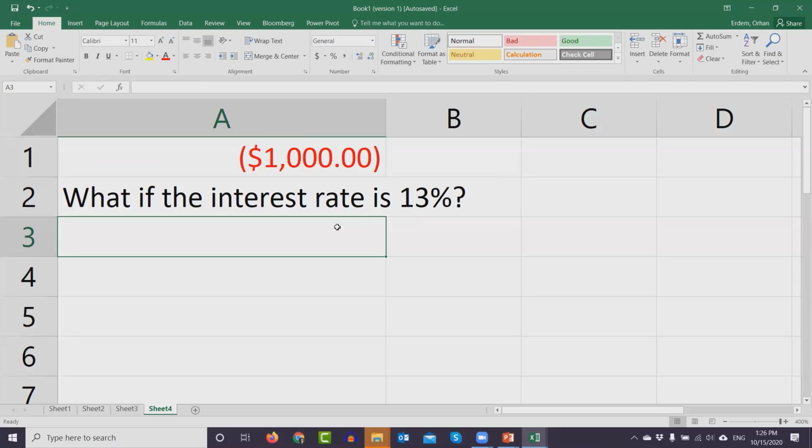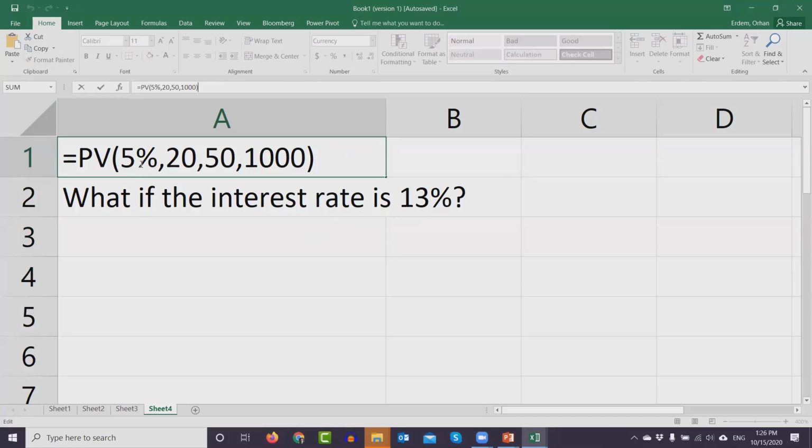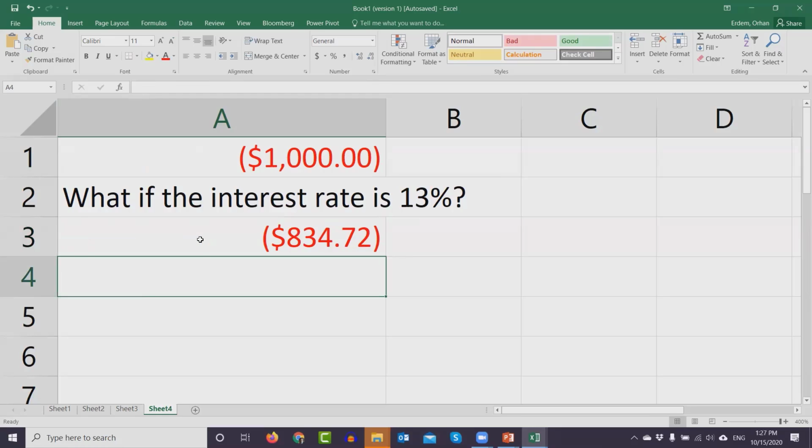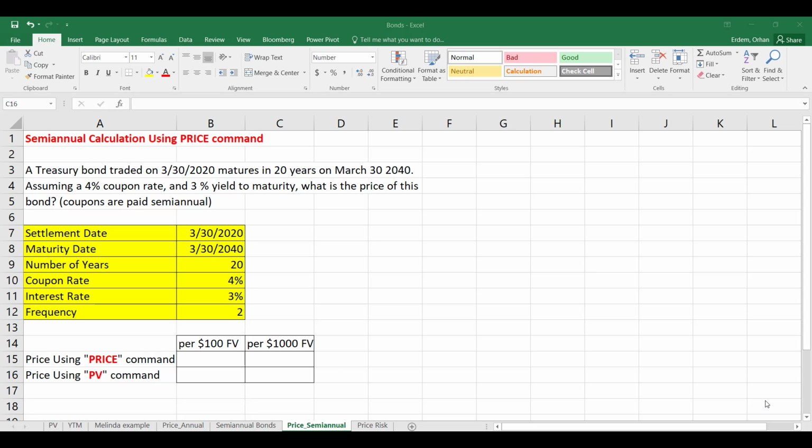So what if the interest rate is 13%? Now we are going to do the same calculation. Instead of 5%, we are going to use half of 13%, which is 6.5%. So PV, open parenthesis, 6.5%, number of periods is going to be 20, PMTs are going to be $50, and the future value is going to be $1,000. When you hit enter, the price went down, as you can guess. Remember, we already talked about this: if interest rates go up, the prices go down. So as a result, the price of this bond is going to be $834.72.